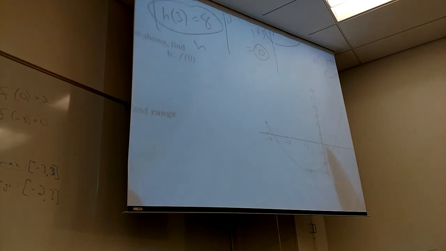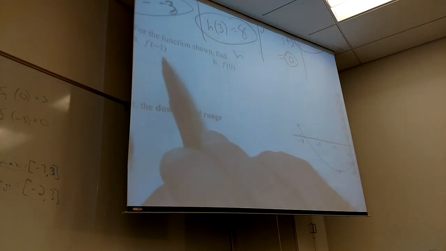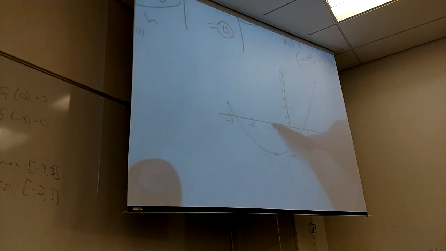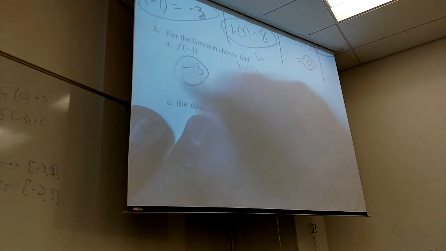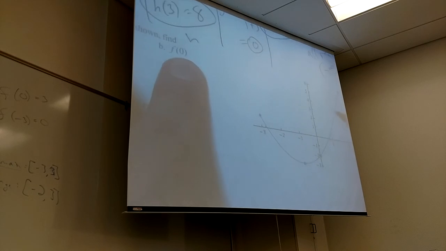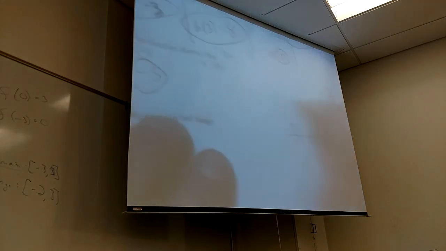So number 3, we're using this function over here. What must f of -1 have been? -3. If you look at -1, where's the output? -3, there you go. So what must f of 0 have been? -2. If you look at 0, where did they put the output? -2.